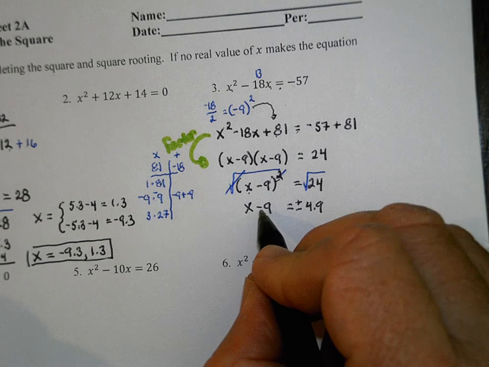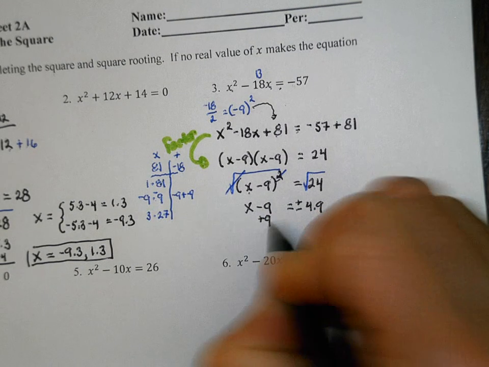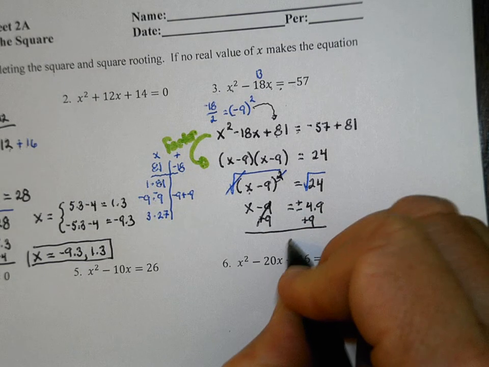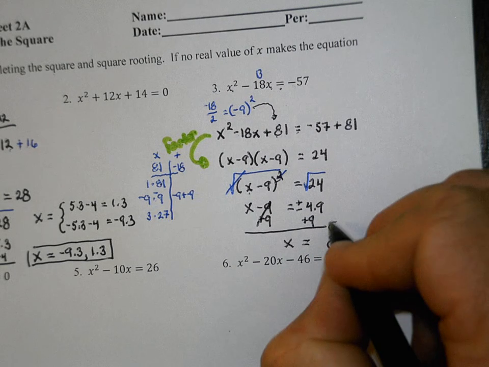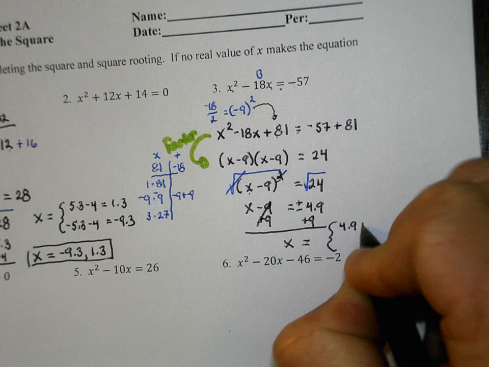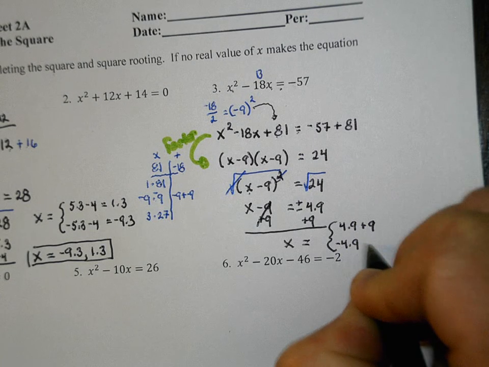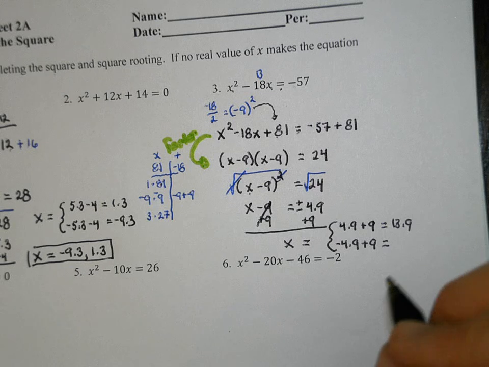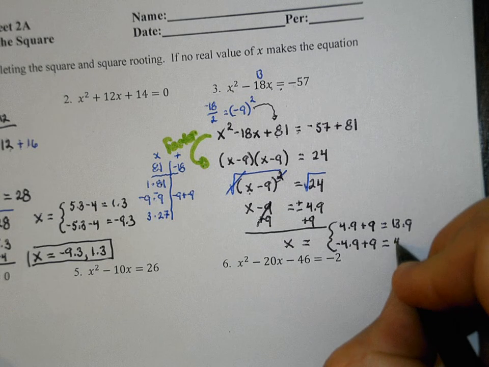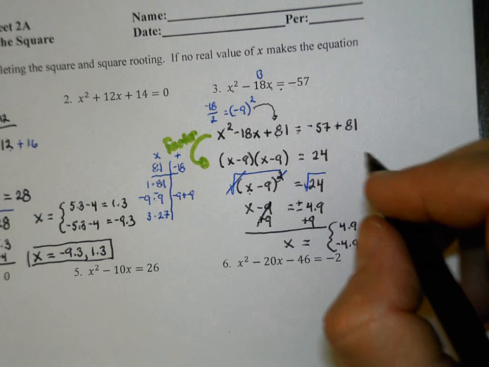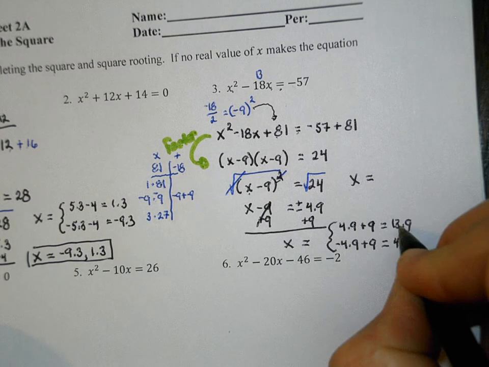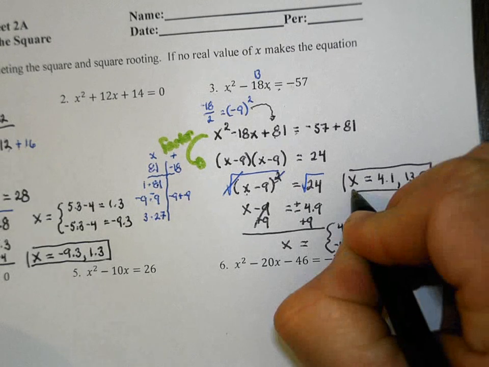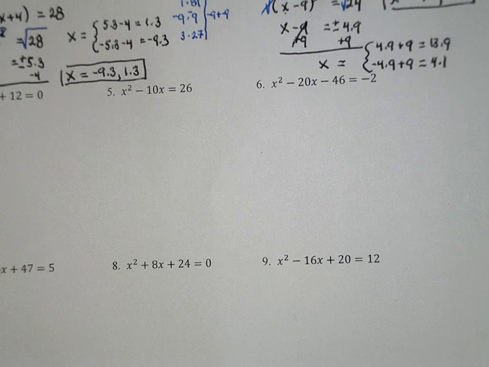I haven't isolated the x yet, so next I have to add 9 to both sides of the equation. These 9's will cancel out, and then x is equal to, and I'm going to have two answers: positive 4.9 plus 9 and negative 4.9 plus 9. That is 13.9 for one of my answers, and my other answer would be 4.1. So for number 3, the two answers are x is equal to 4.1, put a comma, 13.9, and you want to write both of them. So there we go, that's number 3. All right, moving on to number 5: x squared minus 10x equals 26.